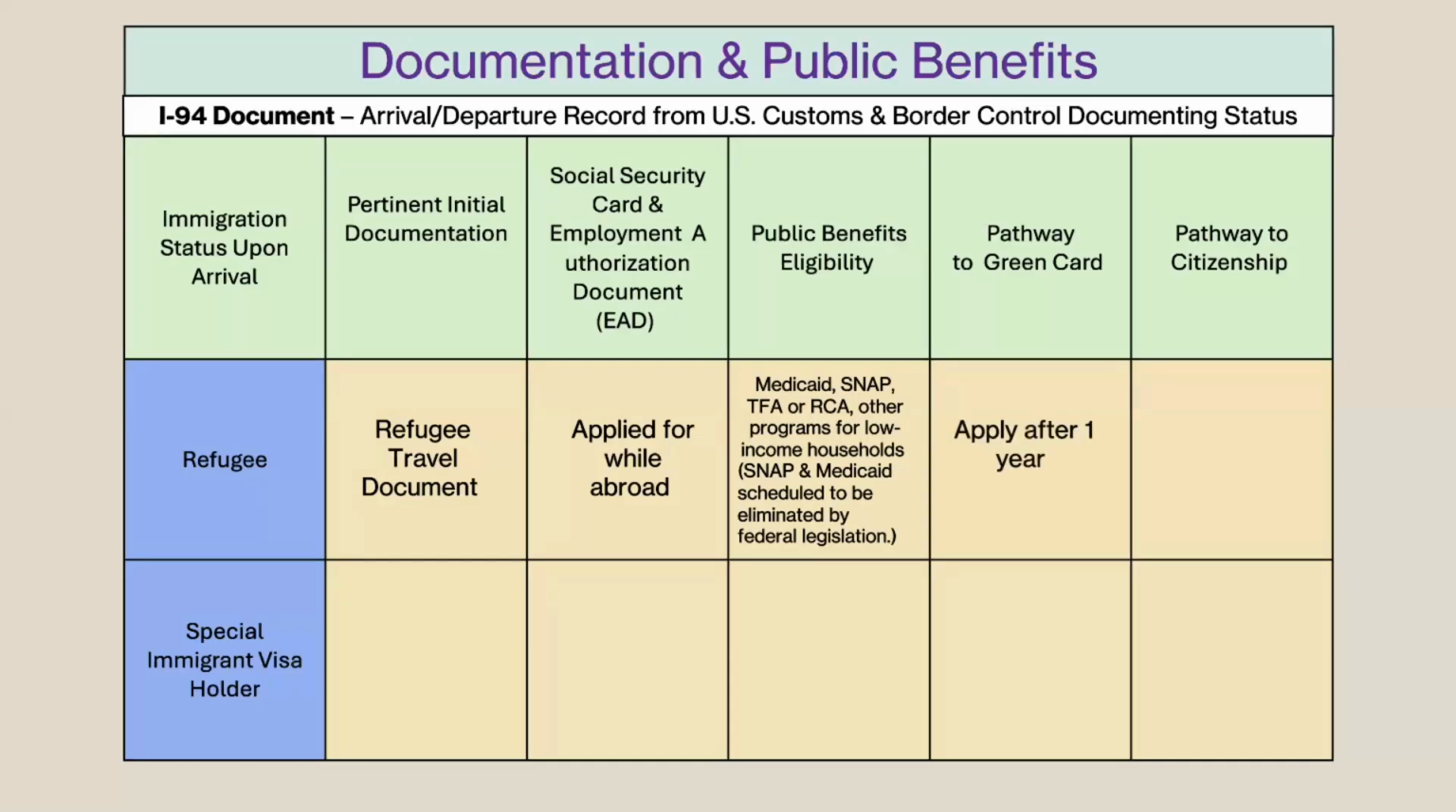Those with refugee status apply for green cards at the 1-year mark, and then they may apply for citizenship after they have been in the U.S. for 5 years. Those who hold green cards will not lose their eligibility for SNAP or Medicaid.